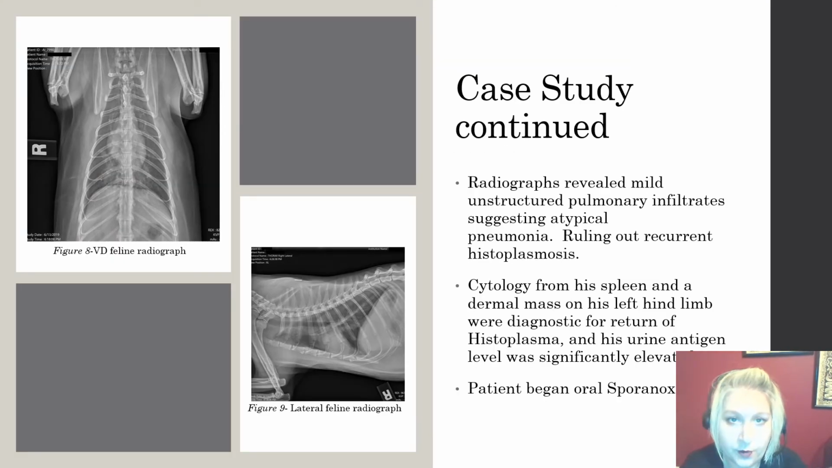The animal was radiographed, and recurrent histoplasmosis was initially ruled out. However, a cytology from his spleen, a dermal mass of the left hind limb, as well as elevated urine antigen of histoplasma, diagnostically indicated the return of histoplasmosis. The patient was started on an antifungal therapy of oral Sporanax.